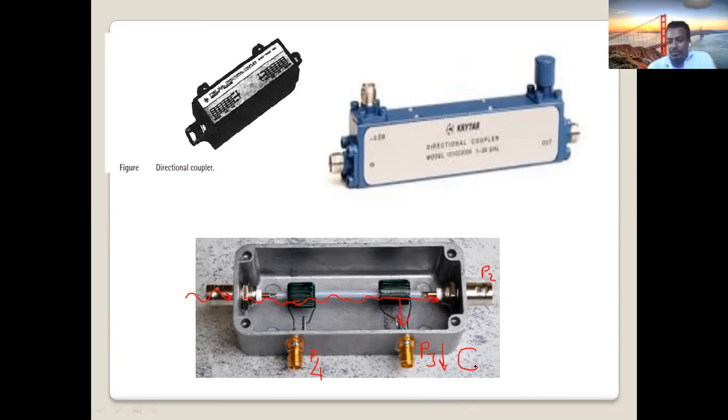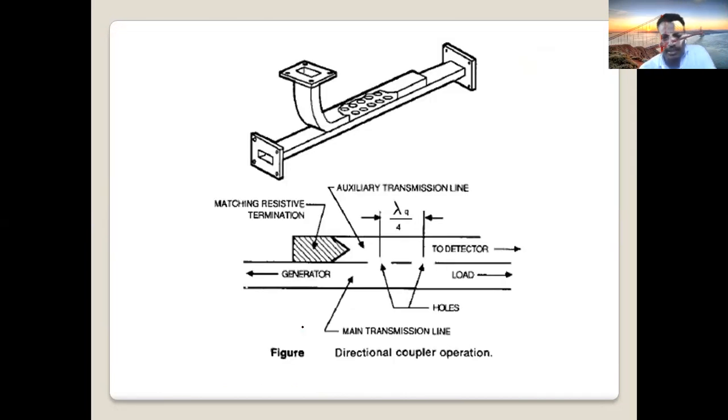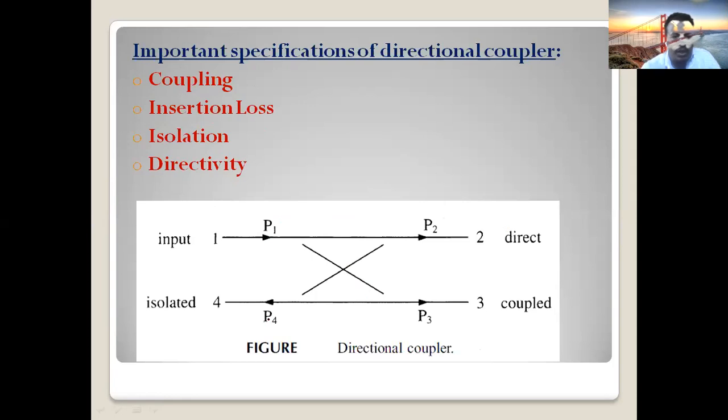But because of design imperfection, there is coupling which goes in the wrong direction. We don't need P4. P4 must be 0. The signal is only divided into two, to P2 and P3. But there is a small amount of power coupled in the wrong direction. How much is that? It is determined by these two properties, what we call isolation and directivity. So let's see the example.